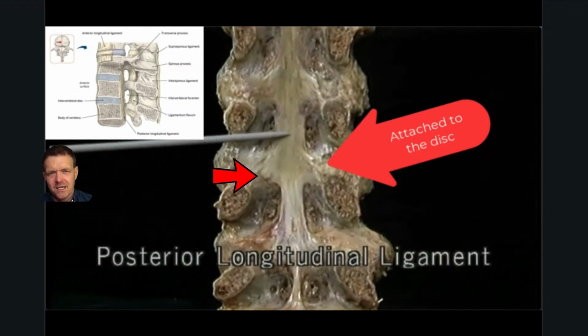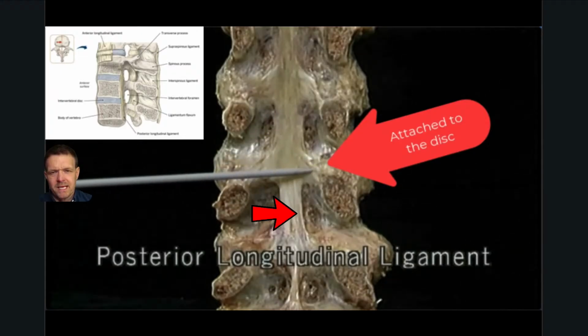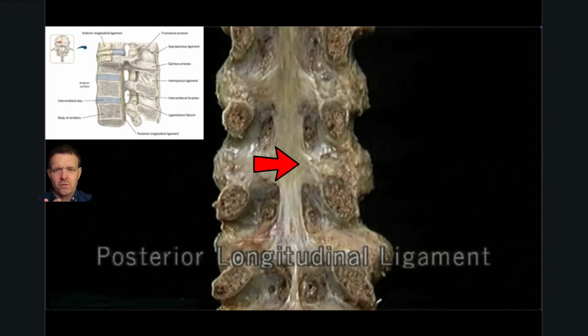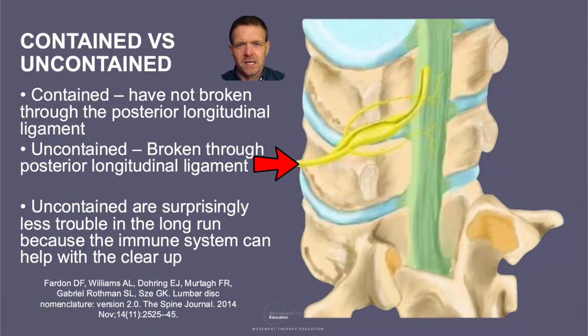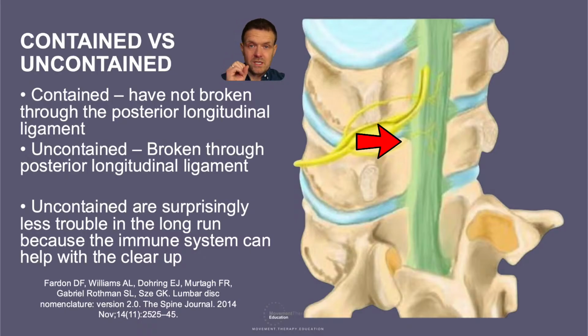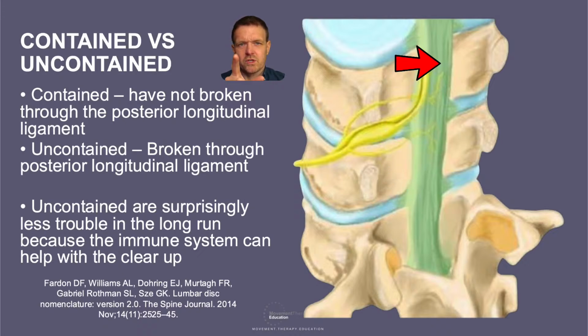So it attaches to the disc. It comes out to the side a little bit, but mainly attaches to the disc. Now the reason why that's important is because when a disc herniates, it usually herniates posteriorly. And because of this posterior longitudinal ligament, it can't usually go straight out the back. Which is quite a good design, because just behind here is your spinal cord. So if you have a disc herniation, you've got this extra layer of protection with the ligament, protecting it from impacting the spinal cord.